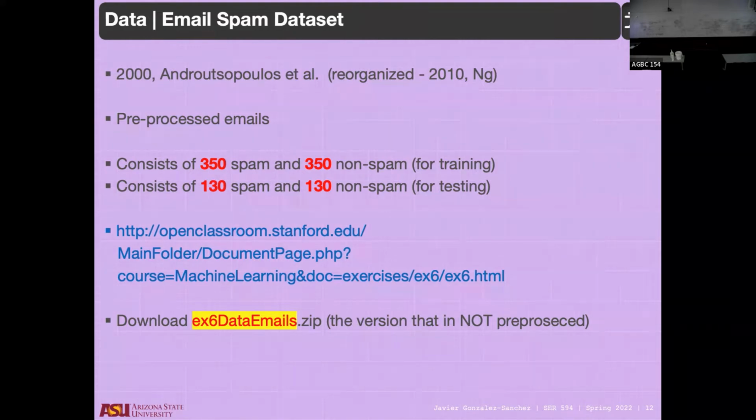One is preprocessed, the other is not. I am asking you to use the one that is not preprocessed. And that is this name. And it's a zip file. What are you going to get in the zip file?